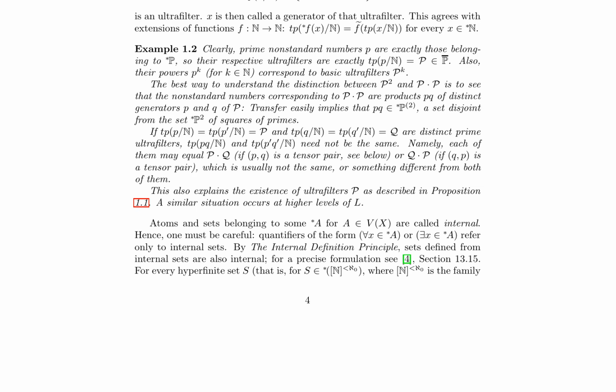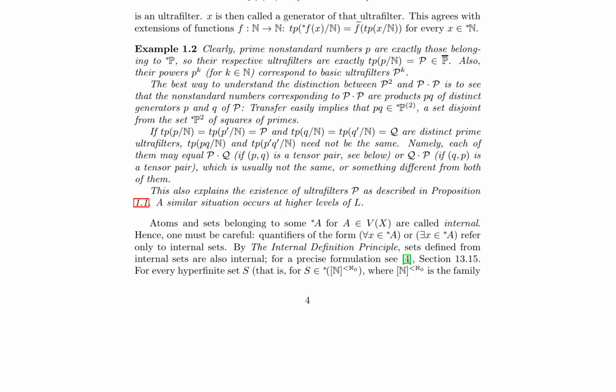A connection is established between nonstandard and ultrafilter extensions of N, where for every x ∈ *N, Tp(x, N) is an ultrafilter, and x is called a generator of that ultrafilter. This is extended to functions f: N → N, where Tp(*f(x), N) = f̃(Tp(x, N)) for every x ∈ *N.